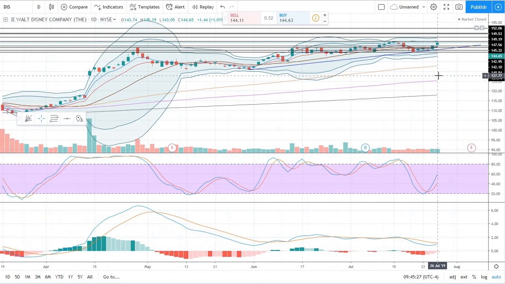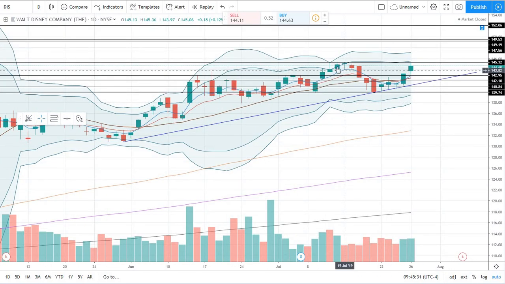Okay, so Disney. This one is a breakout. What we're looking for is a break and back test of 145. That's the first buy trigger. The second buy trigger would be a back test of this trend line. So the write-up will be for this. And then I don't actually know. So all your numbers are going to change.